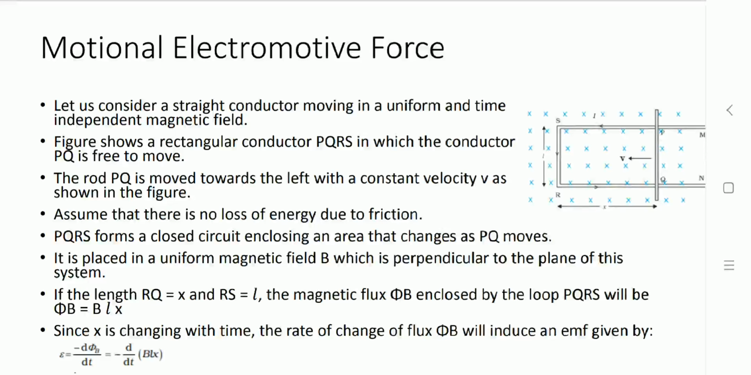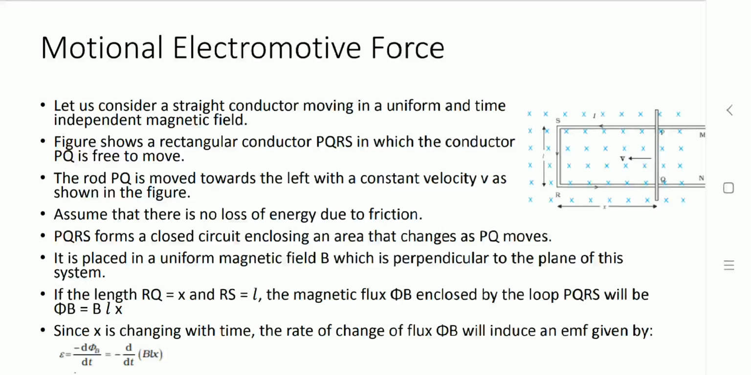Now, the magnetic flux phi is B into A, which is L into X. So my phi B is BLX. While we are changing the position of the PQ, the magnetic flux inside that rectangular portion is going to change. So my EMF would be generated. That EMF is minus d phi by dt, so we can say minus d(BLX) by dt.